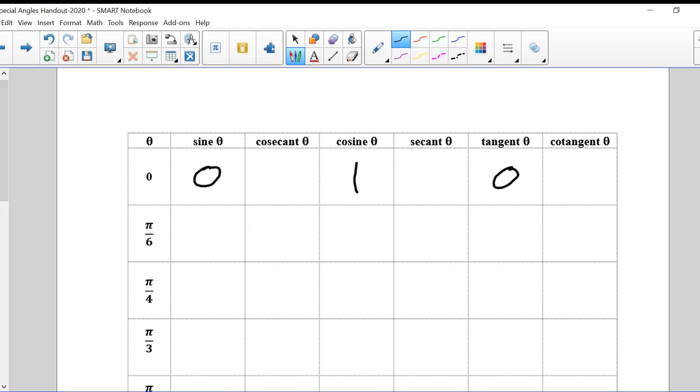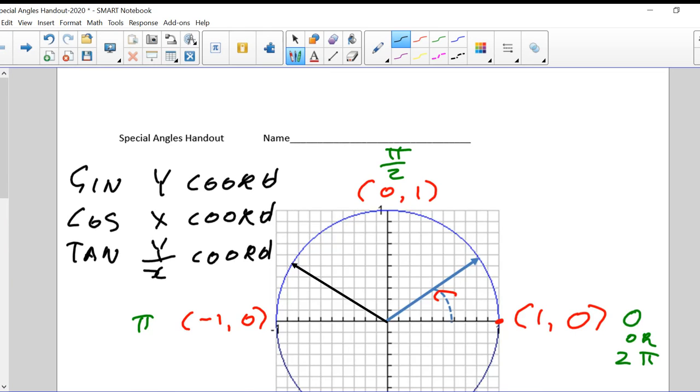That's my cosine. Let's get to the tangent. I'm at pi over 2, up here. What should be the tangent of pi over 2? Well, tangent is my y divided by my x. So here's my y, which is 1, divided by my x, which is 0. So what do you think the tangent of pi over 2 should be then? I'm trying to divide by 0. It's undefined.